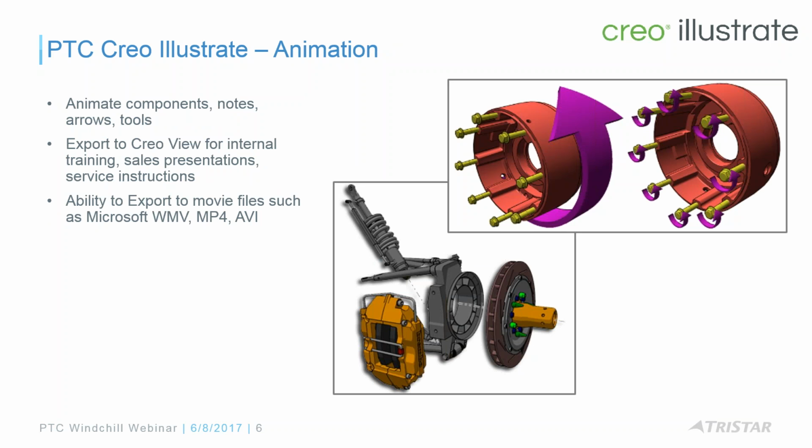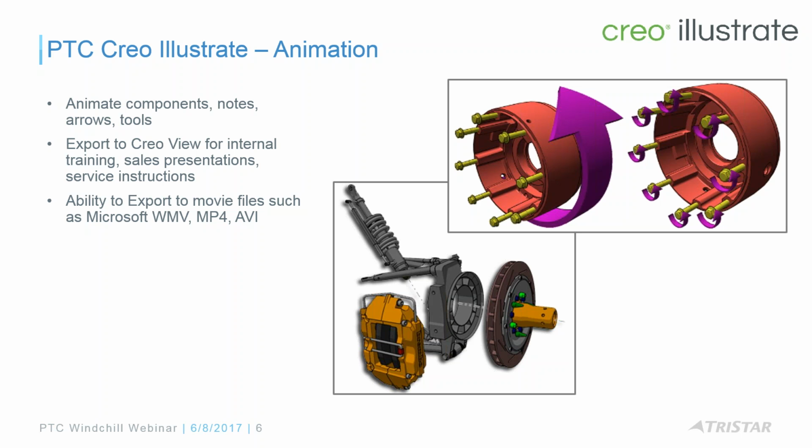The animation module allows a user to create just a general animation. So this could be an animation, again, of a component, how the components are put together or taken apart, or a cutaway with some components, maybe the cover's taken off, and you can take a look at what's inside that assembly. You can then also put some additional objects like arrows, tools, and animate those.